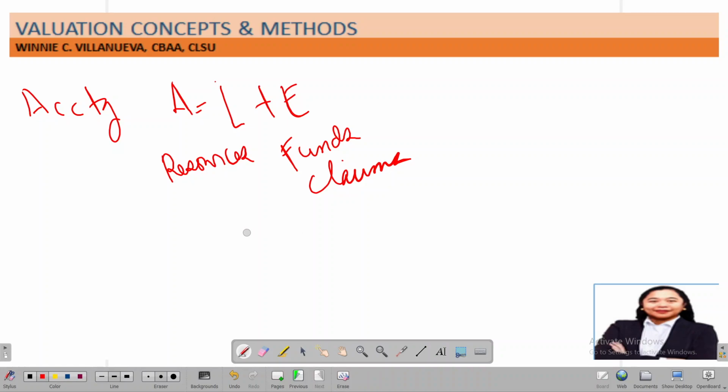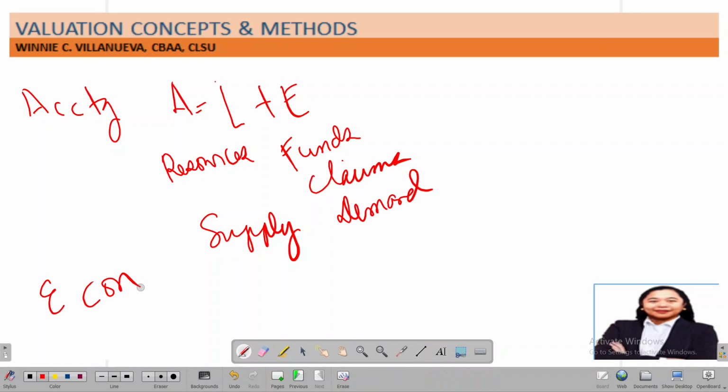Now, why did we start with the basic accounting equation? Because this will form part of the supply of the firm, and because you have claims, that will be demand from the creditor and the owner. Now, if that's the basic foundation in accounting, how about econ? In econ, what do we talk about? Of course, what we talk about in econ is also about demand and supply. Okay, it's all about demand and supply.